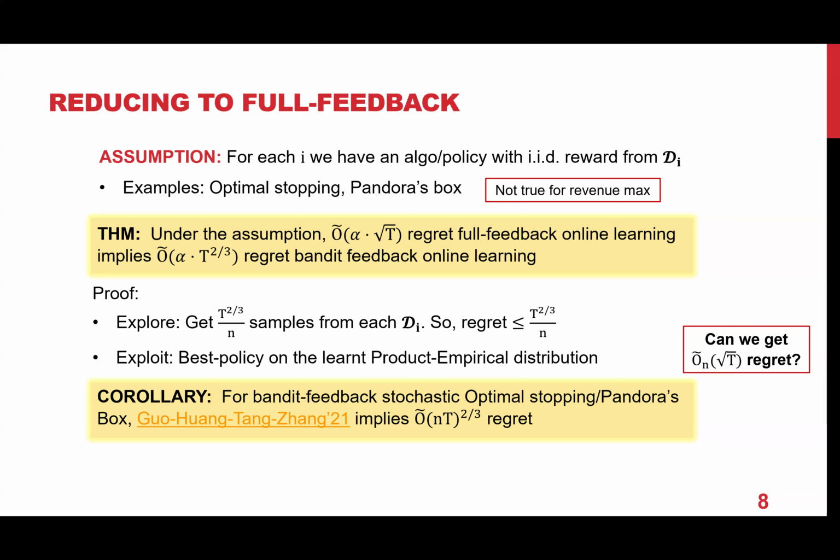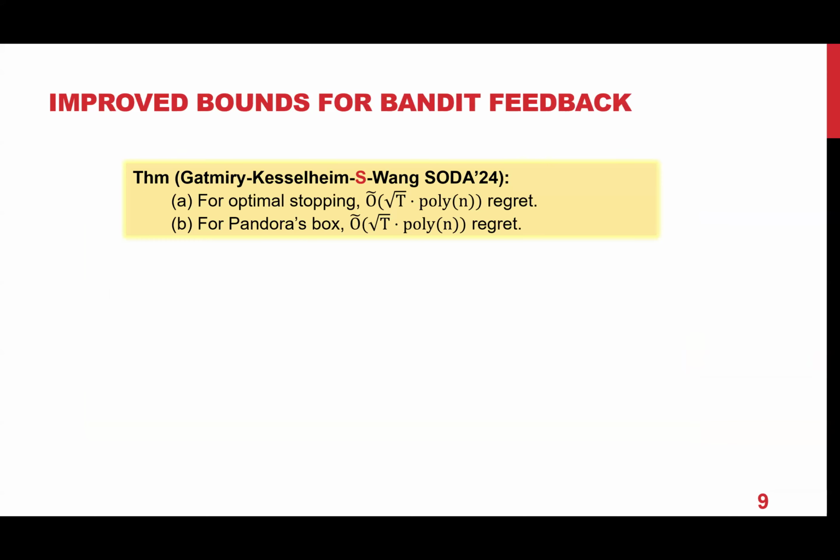But then you may ask, for these problems like Pandora's box, optimal stopping, or many other problems, is t to the 2/3 tight, or can you do anything better? Turns out, in general this is tight. In general you cannot do better than t to the 2/3, but for specific problems you can. We had a result in SODA last year: for optimal stopping and Pandora's box, you can get a square root t bound even for full bandit feedback, with some poly n factor.